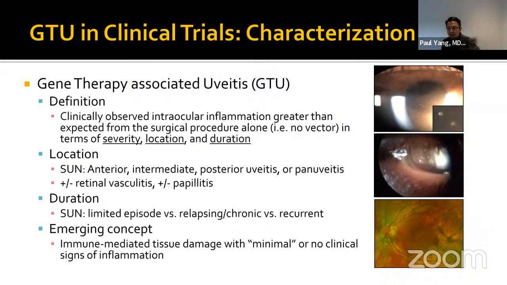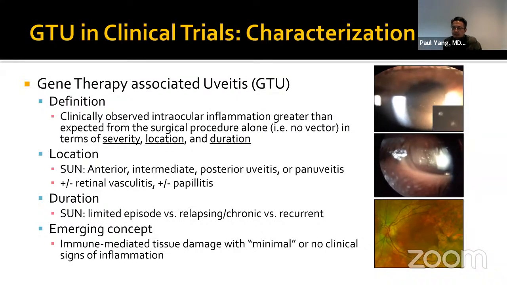And so it's not surprising that we do see inflammation. It's quite common to see inflammation after gene therapy. Now, fortunately, most cases are mild and respond to steroid treatment. But there are some cases that become more chronic and severe.